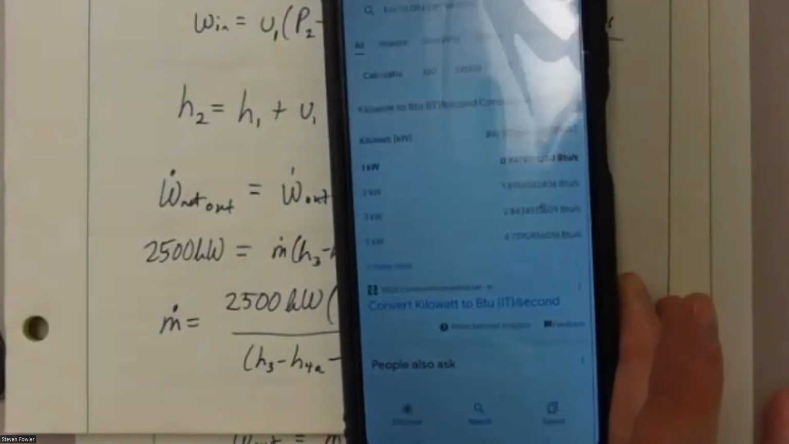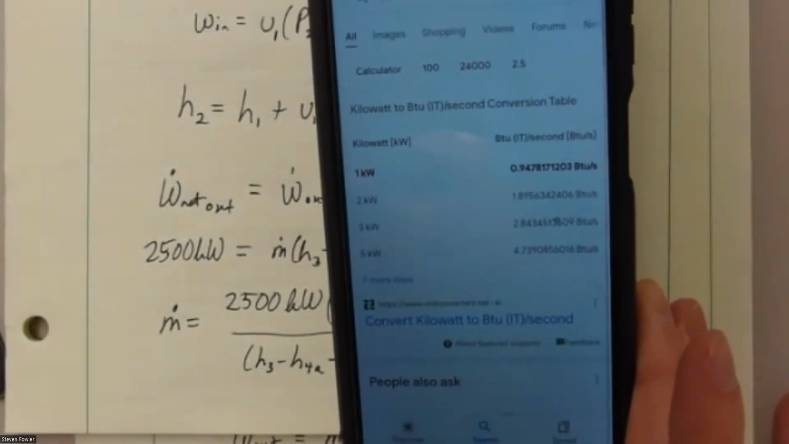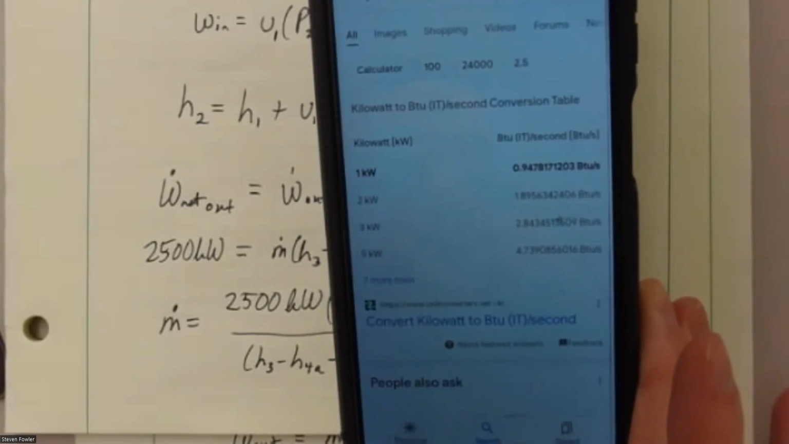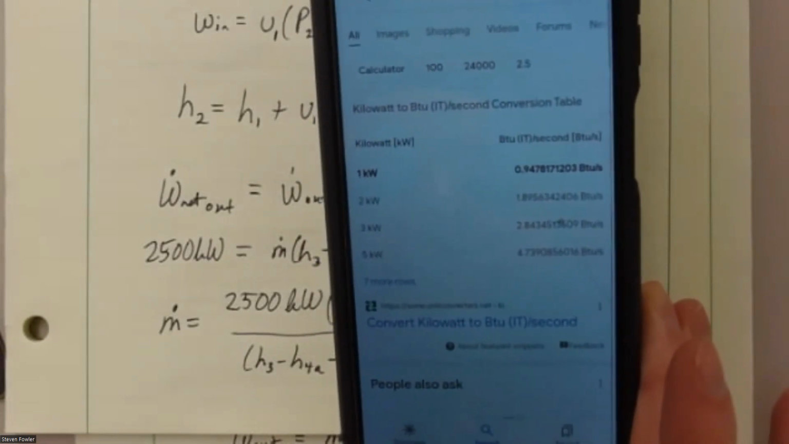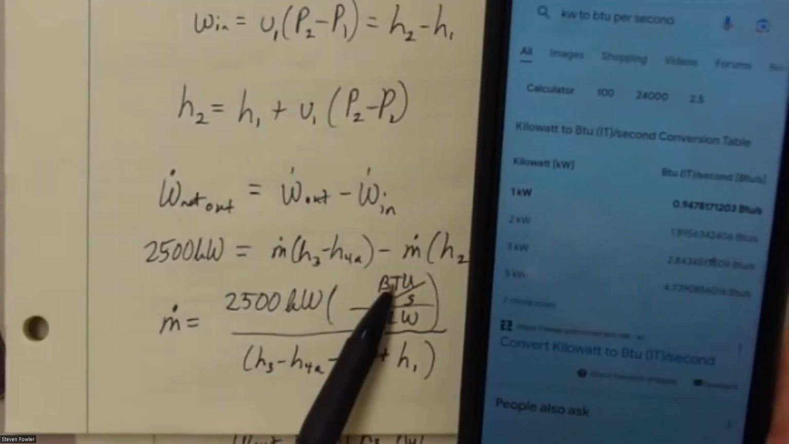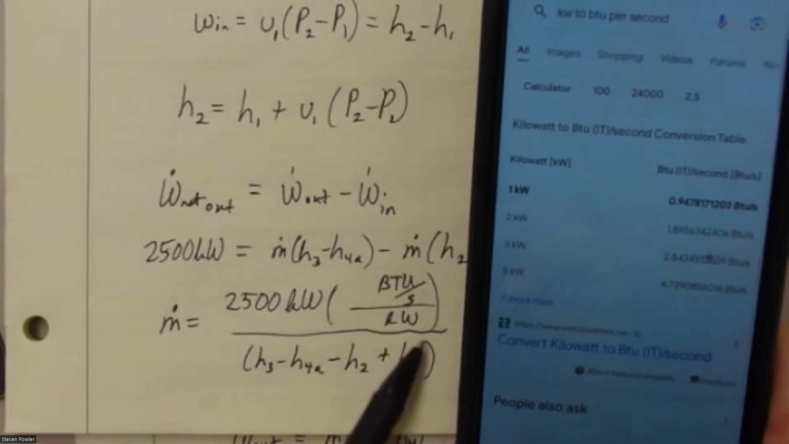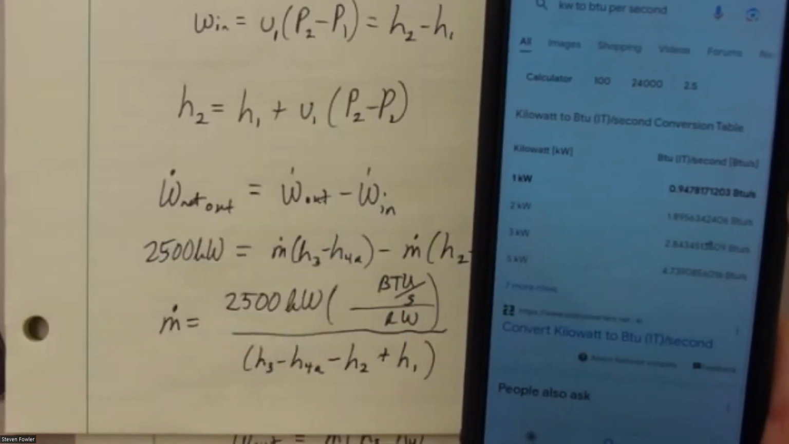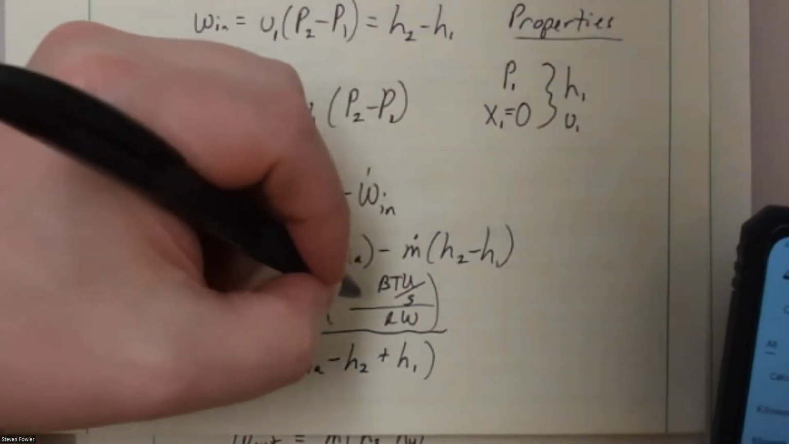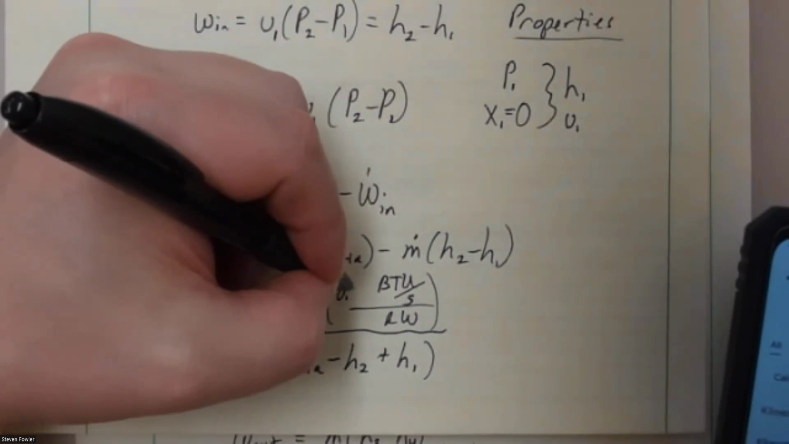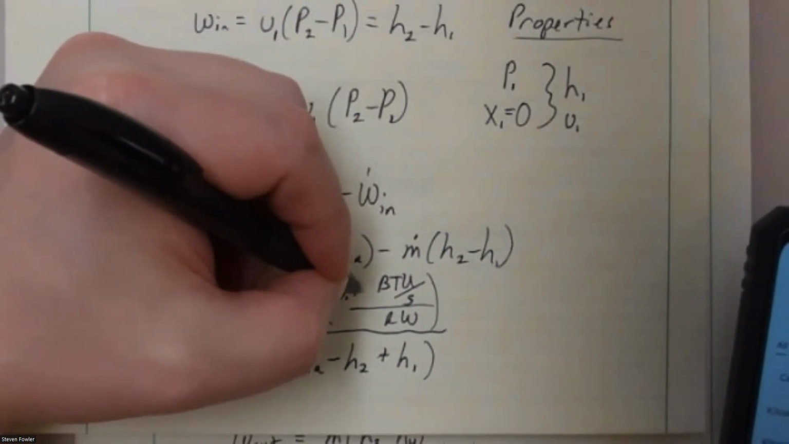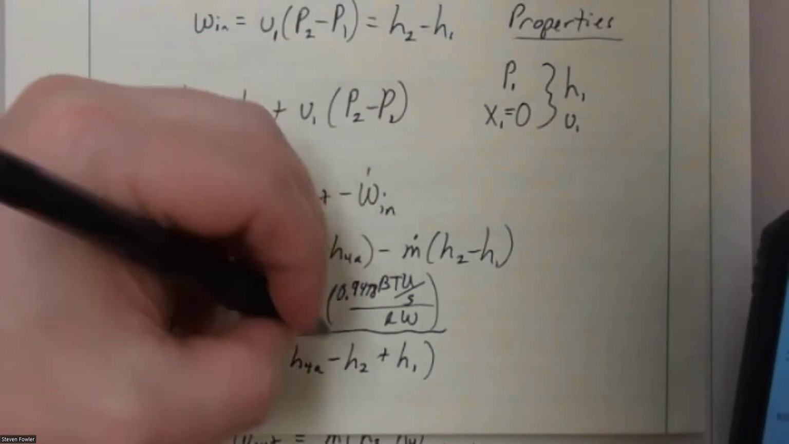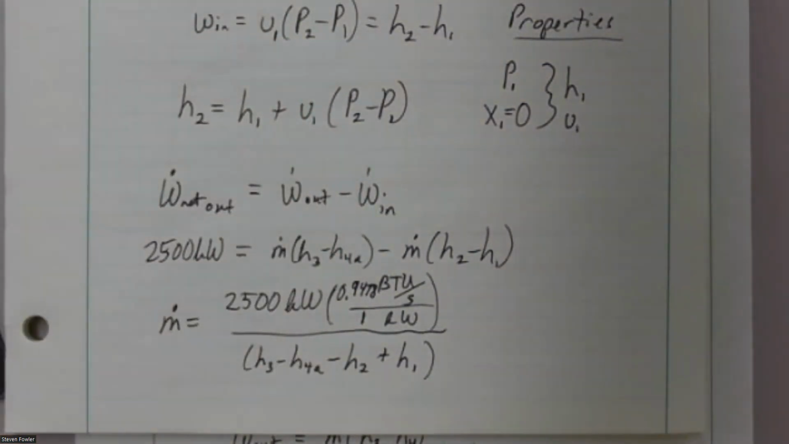All right. If we trust Google, it's pretty close to 1. That's interesting. I could just do BTUs to kilojoules because a kilowatt is a kilojoule per second. So that could work, right? And that's what we're seeing here. I don't know why I didn't think of that. 1 BTU per second is 0.9478 BTUs per second for every kilowatt. Sorry, it's a little small. 0.9478. Okay.